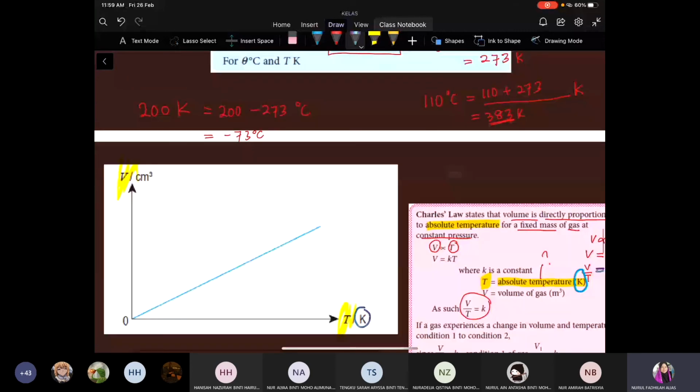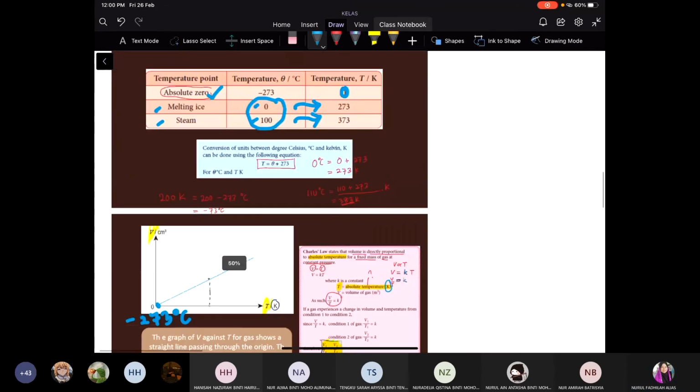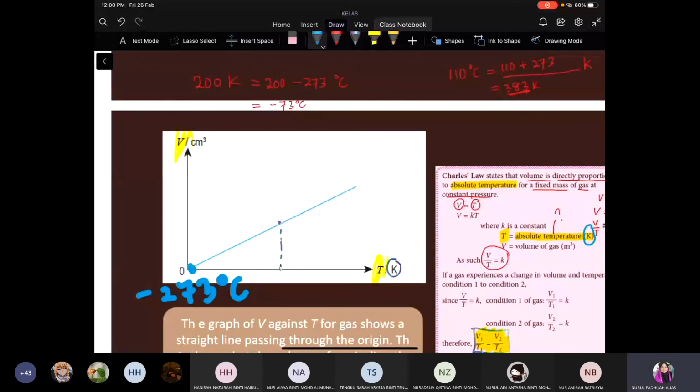I should have drawn the graphs next to each other. So here, in the middle, this is negative 273 degrees Celsius. So we change the axis of the graph. From this graph, make sure that if you want to draw the graph or do calculations, the unit is in Kelvin.